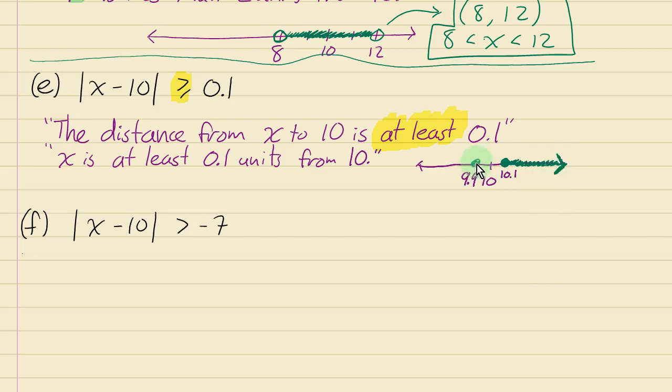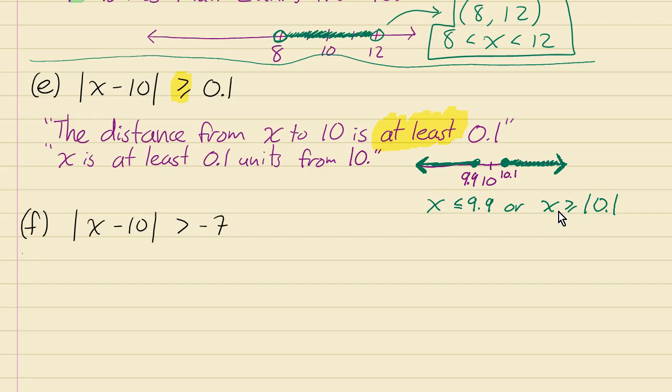And then you could also go the other way to get all those things. So you could write the solution as x is less than or equal to 9.9. That would mean you're at least 0.1 units to the left. It could also be true that x is greater than or equal to 10.1, if x is at least 0.1 units to the right, on the other side.